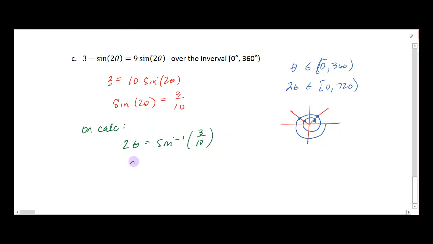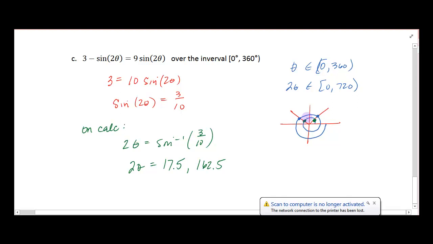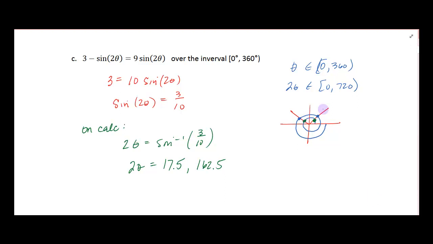So what did I find out? I found out that 2 theta is equal to 17.5 degrees, and that is the angle right here in the first quadrant. But because I need this angle over here in the second quadrant also, all I have to do is take 180, because that's halfway around, subtract off the 17.5, and I end up with 162.5 for this second value, the value over in the second quadrant. Now these are the 2 angles for the first revolution.